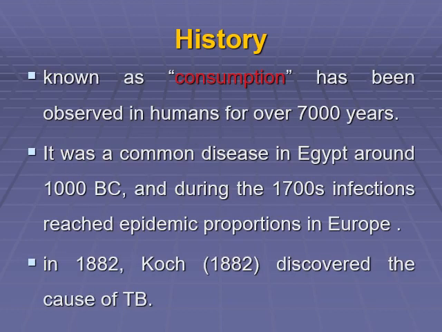What is urinary tuberculosis? We'll talk about some history of this disease. It was first known as a disease of consumption because it has been observed in humans for over 70,000 years. It was a common disease in Egypt around 100 BC, and during the 1700s, the infection reached epidemic proportions in Europe. In 1882, Robert Koch discovered the cause of tuberculosis, the tubercle bacilli.